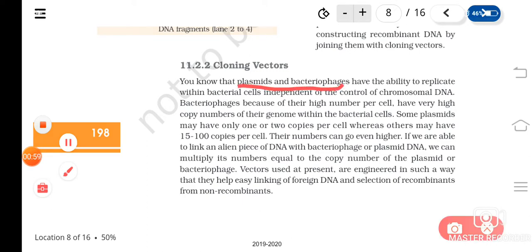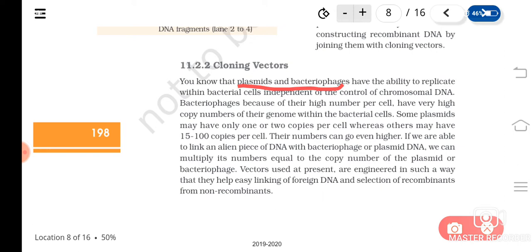Bacteriophages are viruses which attack bacteria, and plasmids are the extra chromosomal DNA found in certain bacteria, isn't it? So what is the speciality of this? They have the ability to replicate within the bacterial cells independent of the control of chromosomal DNA. It means they have the capacity to divide themselves without any direction from the chromosomal DNA. Understood? So they are extra chromosomal DNA.